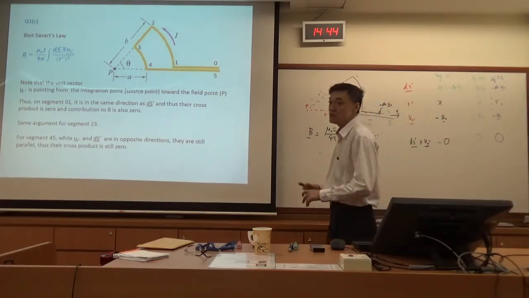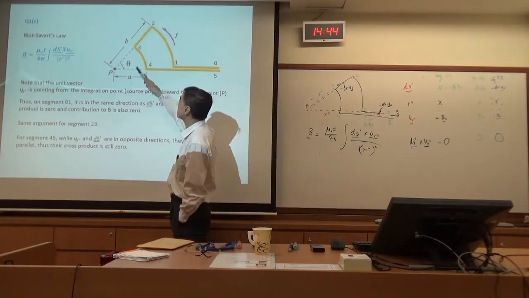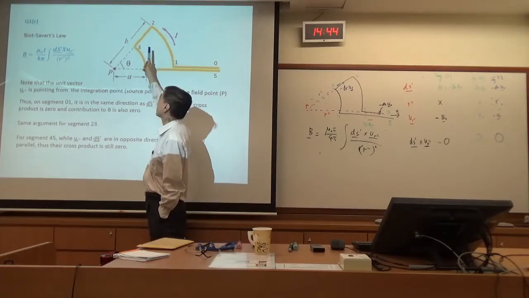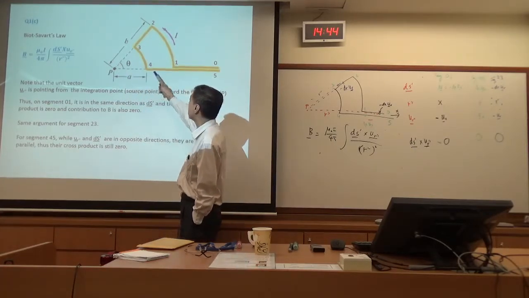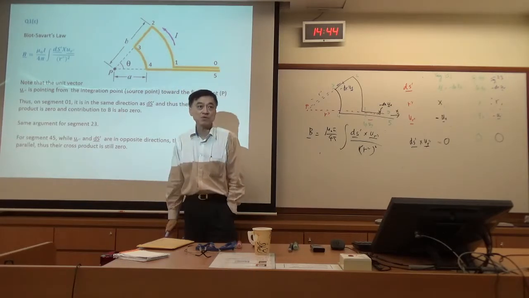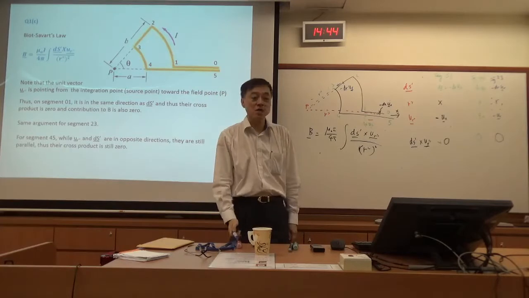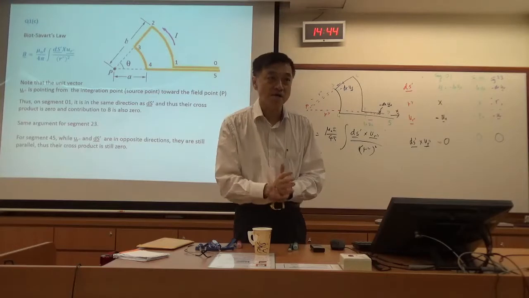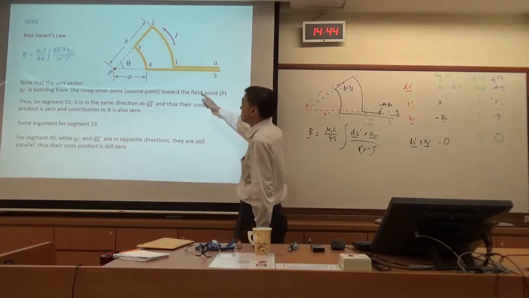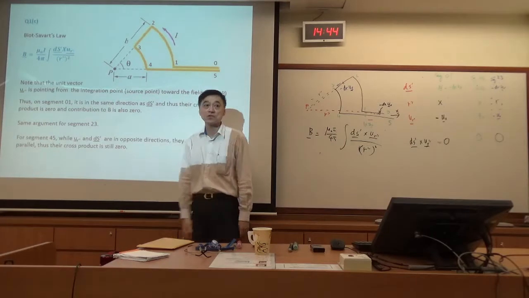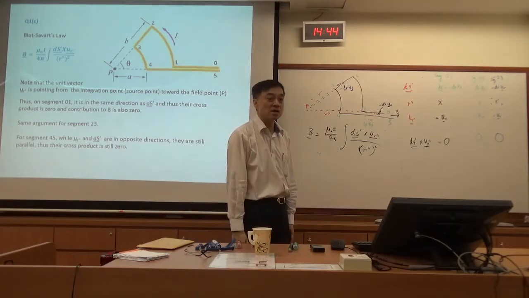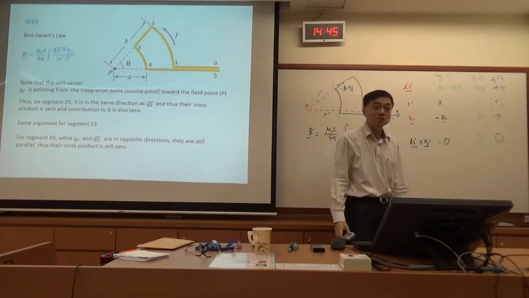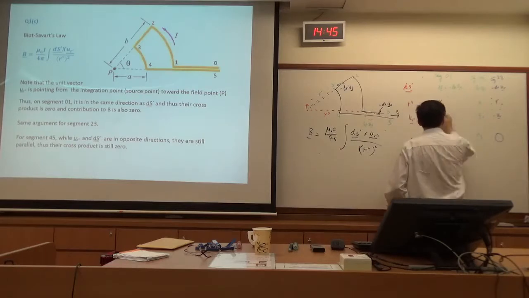So you can see that although the wire looks so strange, 0, 1 has no contribution to the magnetic field here. 2, 3 has no contribution to the magnetic field here. And 4, 5 has no contribution as well. So out of the 5 segments, 3 segments are already gone. We are left with only segment 1, 2 and segment 2, 3 with contributions. Now we are going to do segment 1, 2 and segment 2, 3.